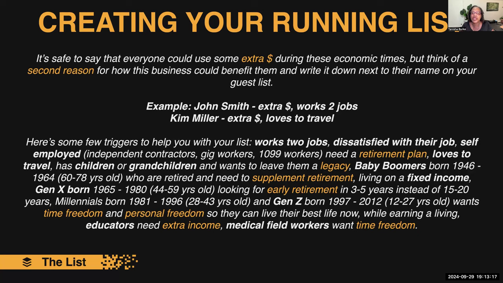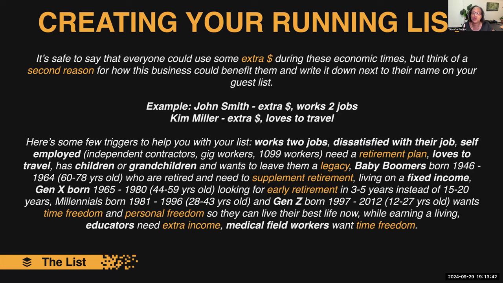So everyone that you write on your list, you're going to write their name down, and next to their name, you're going to put extra income, because we're going to make that a goal for everybody. Because even the millionaires are looking for a way to make another million. The billionaires are looking for a way to make another billion. Even if someone just wants to make the extra income to give it away, okay? So everyone gets the extra income.